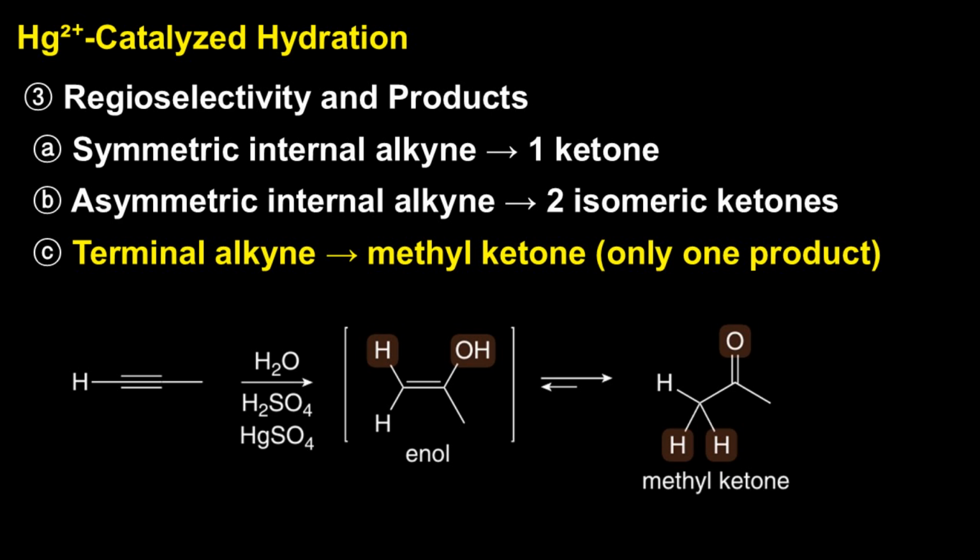Now here's the cleanest scenario. When you start with a terminal alkyne, in that case, the reaction gives you one clear product, a methyl ketone. And that's because the OH always adds to the more substituted carbon, exactly what you'd expect from Markovnikov's rule. So there's no mixture, no surprises, just one predictable outcome.